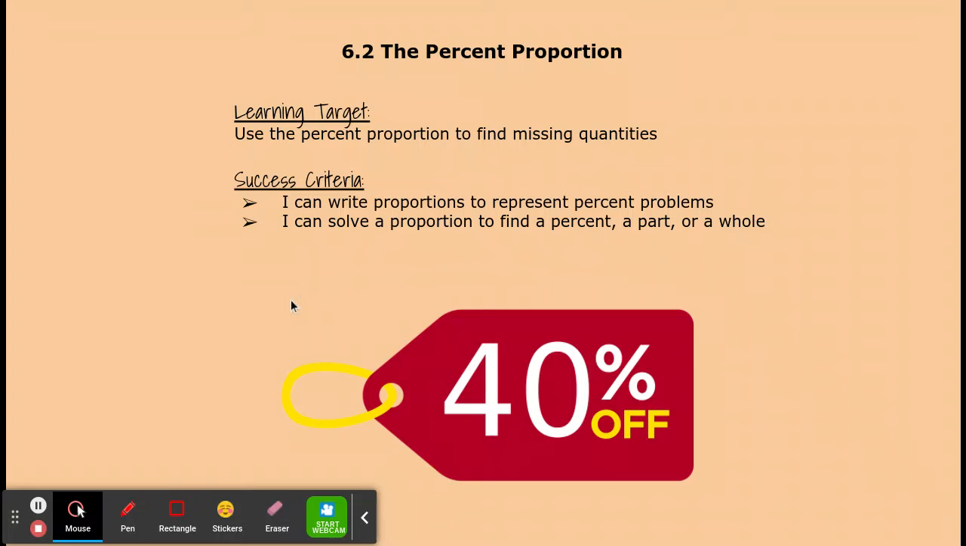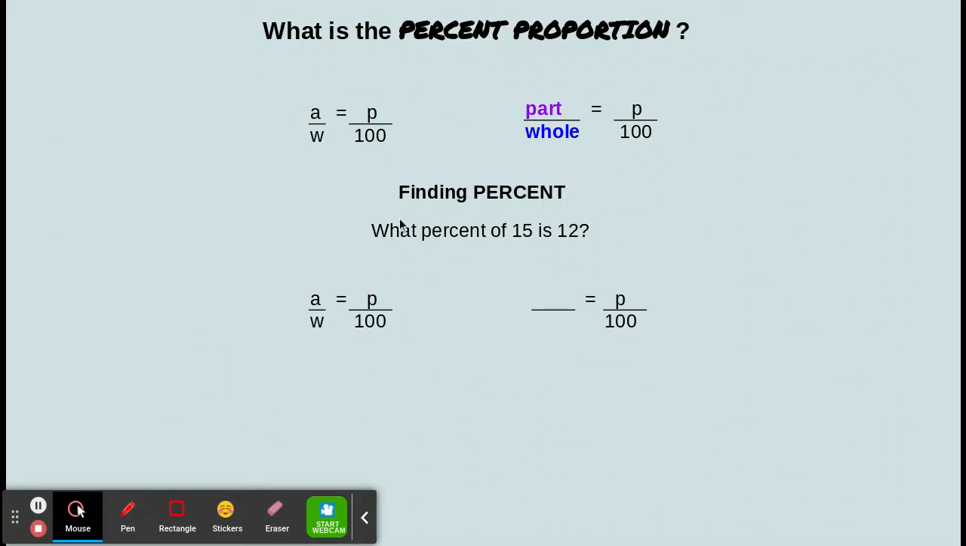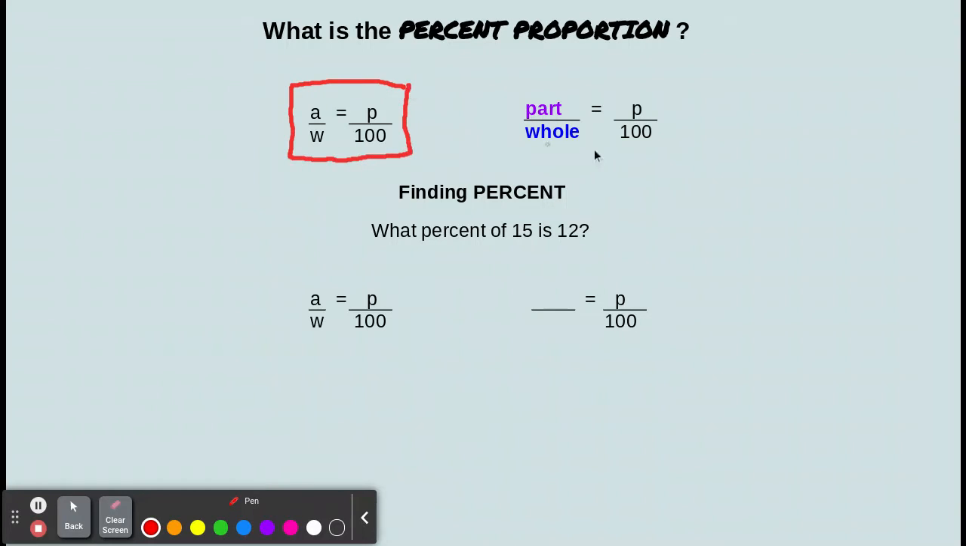The percent proportion, section 6.2. What is the percent proportion? Well, it is written as this right here: A over W equals P over 100. But what does that mean? That means the part divided by the whole equals the percent over 100. Okay, that's your percent proportion.